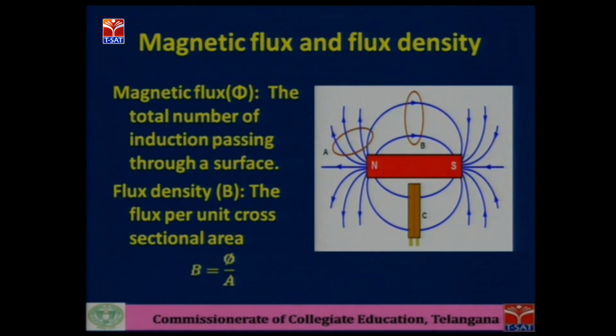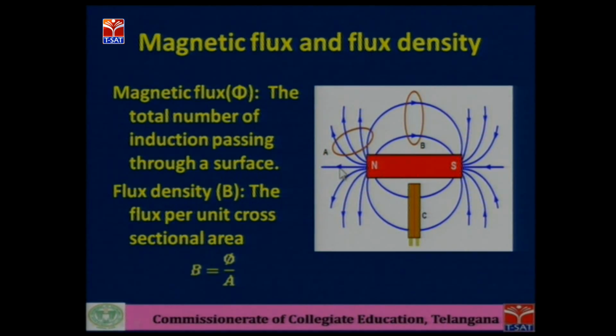Let us look at some of the basic definitions. One is the magnetic flux, the other one is flux density. What is magnetic flux? The total number of lines of induction or magnetic lines of force passing through some surface is called magnetic flux. And the difference between flux and flux density is that the flux per unit cross-sectional area we call the magnetic flux density. That is equal to magnetic induction numerically.